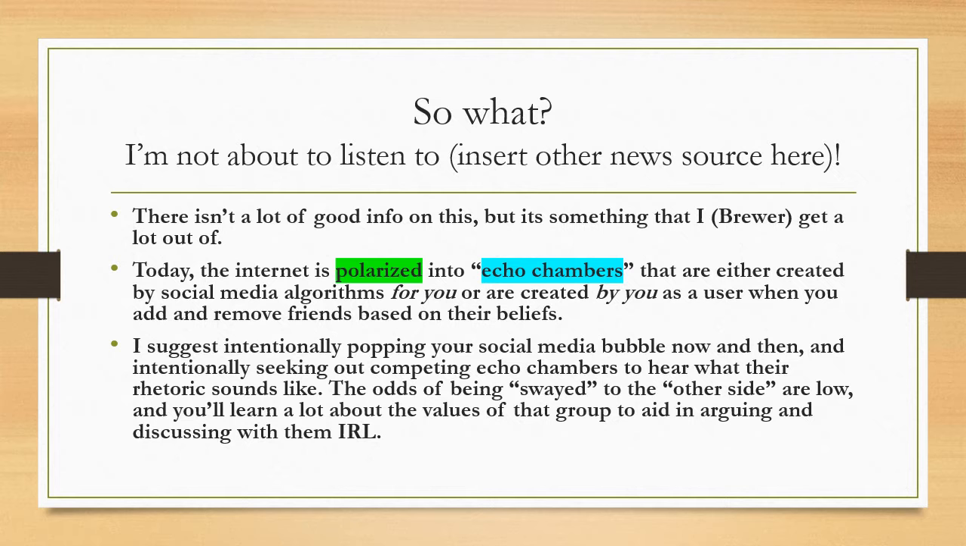So today the internet's really polarized into echo chambers. So polarized means like the poles, north and south poles, and they're as far apart from each other as you can get, right? So we have these echo chambers that are either created by social media algorithms for you or created by you as a user when you add and remove friends based on their beliefs.